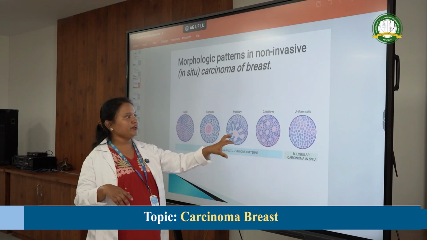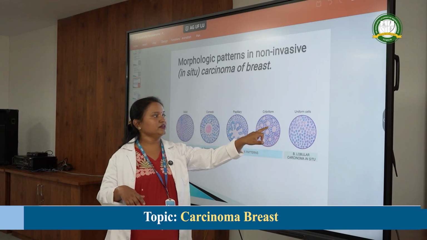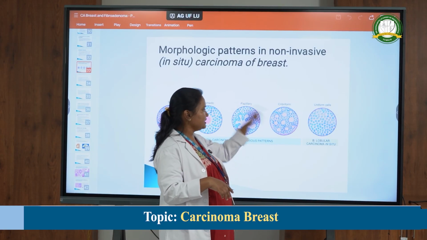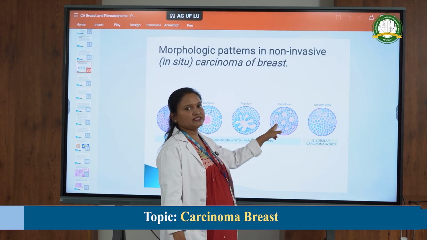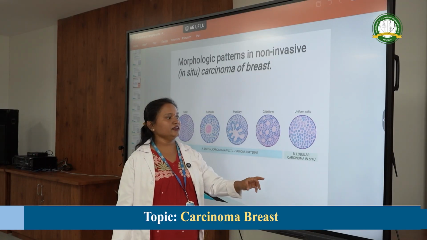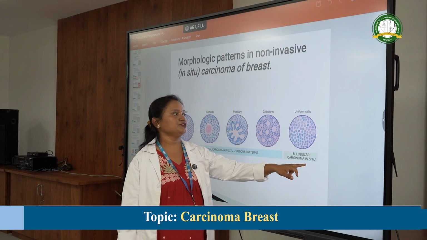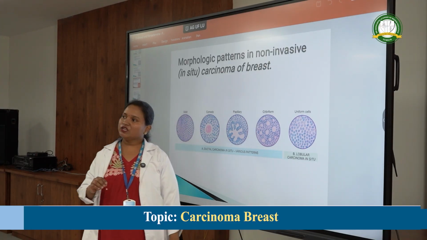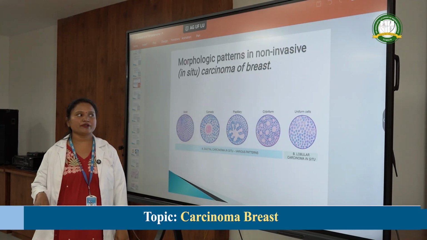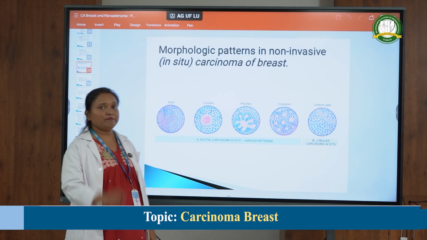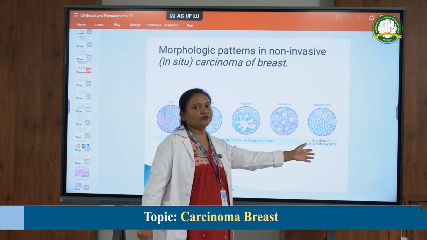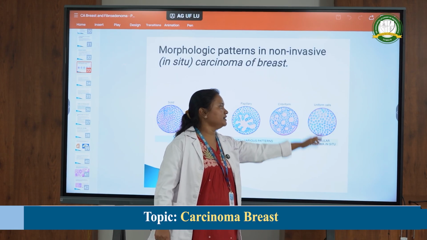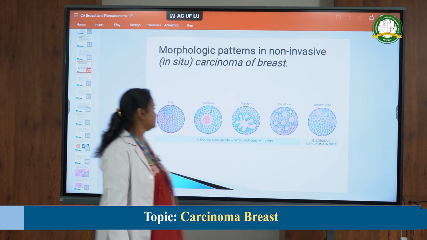And this is cribriform. See here, you can see the cribriform pattern, where the spaces you can see in between. And these are the lobular carcinoma in situ. So here the cells will be uniform. Indian file pattern we call, okay. But in situ we don't see Indian file pattern, here the cells will be uniform.